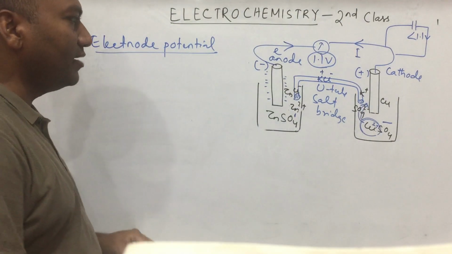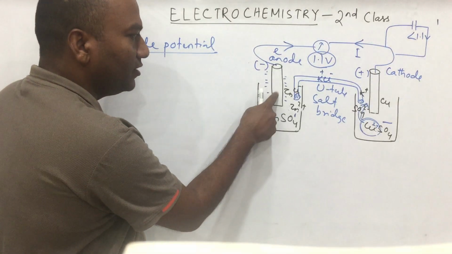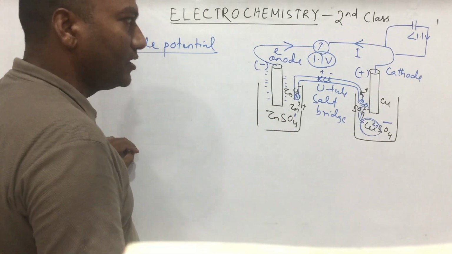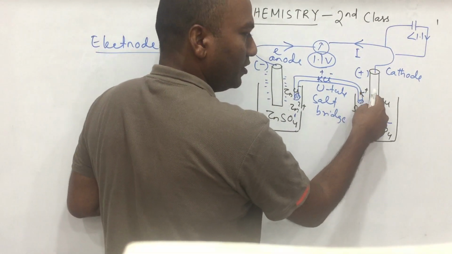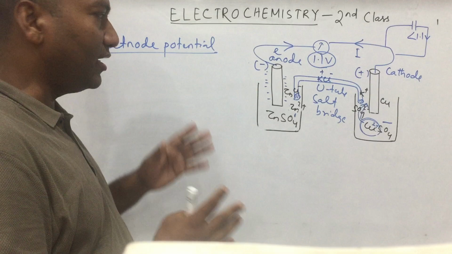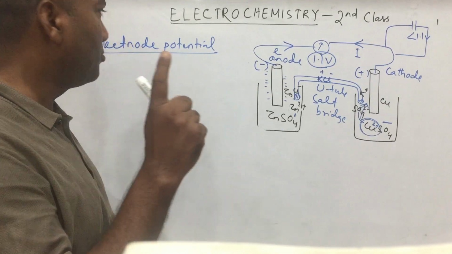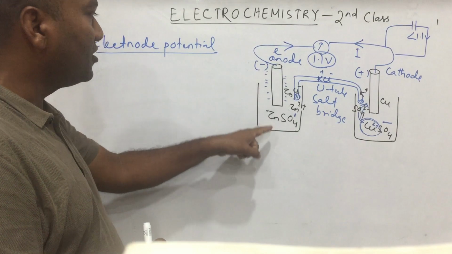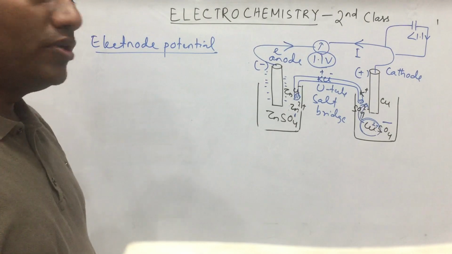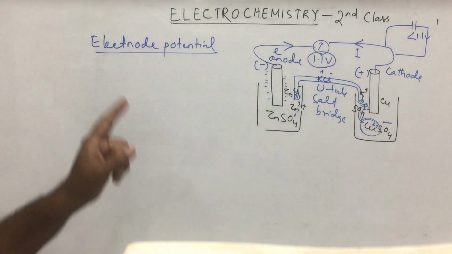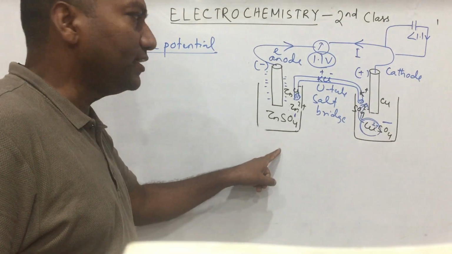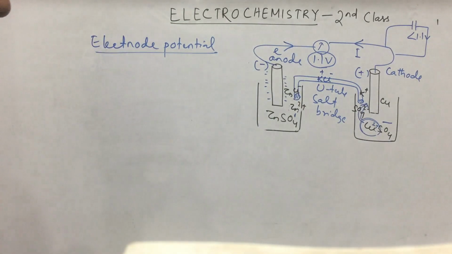Electrode potential means, first you see this electrode is negative, the solution behaves like positive. Similarly, this electrode is positive, the solution behaves like negative. And you know, any two opposite charges in contact with each other have some potential difference. This potential difference is called electrode potential. Clear? So what is the definition? The potential difference developed between electrode and electrolyte is called electrode potential.